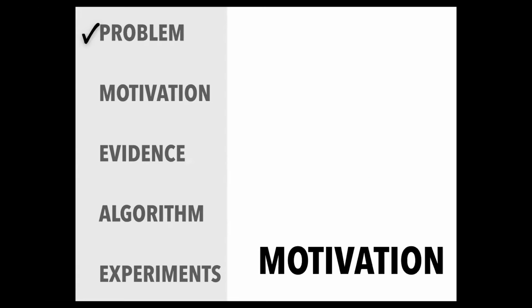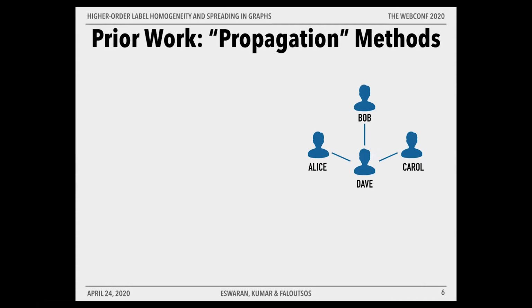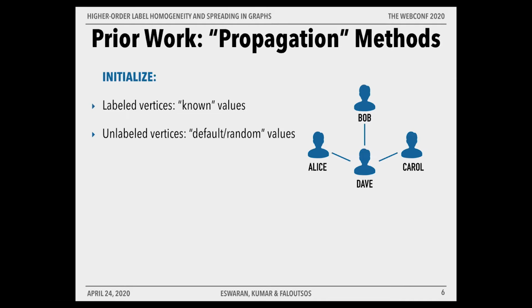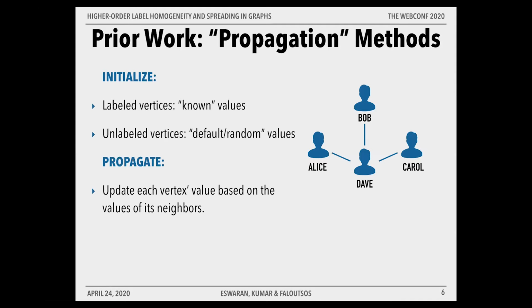So the motivation for our work comes from one shortcoming of many prior approaches which work by propagating information throughout the graph. So the general structure of these algorithms is as follows. They begin with some initialization step where the labeled vertices begin with some known values and unlabeled vertices begin with some default or random values. And in each step of propagation, each vertex updates its value based on that of its neighbors. And this continues iteratively until convergence happens.